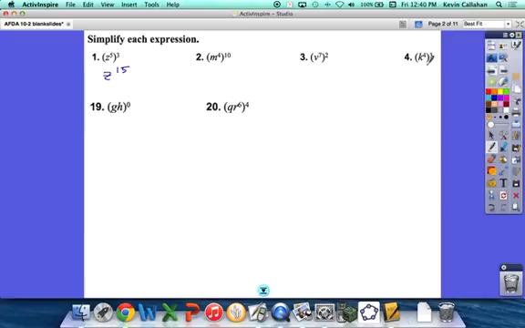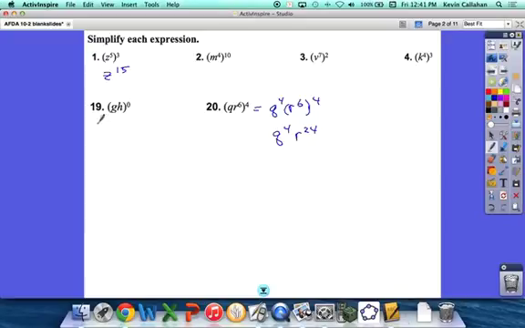The next thing is, what happens when you've got a power outside of parentheses? What do you do with that power? You could think of it like distribute, right? You're going to put it on everything that's inside the parentheses. So this one becomes q to the 4th, r to the 6th to the 4th. But for r to the 6th to the 4th, we use that property. So this is q to the 4th, r to the 24th.